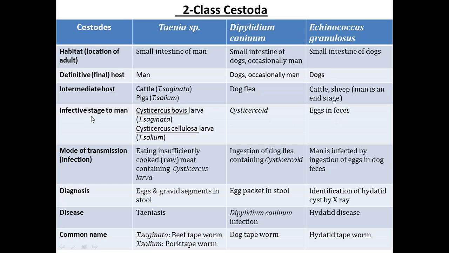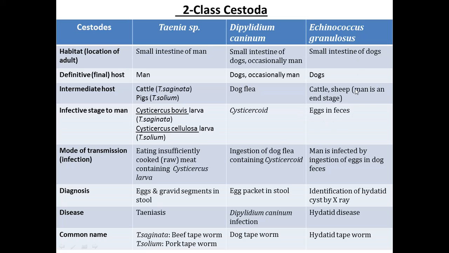Here we should be careful and attentive. This is the infective stage to man. In Echinococcus granulosus, the definitive or final host is dogs, not man. Man is the intermediate host in this life cycle of Echinococcus granulosus. So here we will talk about the infective stage to man, not the infective stage to dogs. Okay, the infective stage to man is the eggs in feces of dogs.